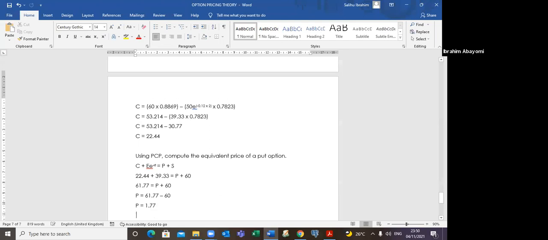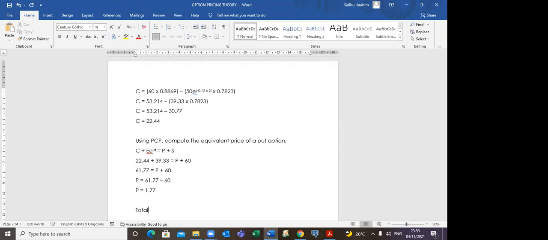So total price of 500,000 put option will be equal to 500,000 times 1.77. 1.77 times 500,000. So the bank is going to charge 885,000.